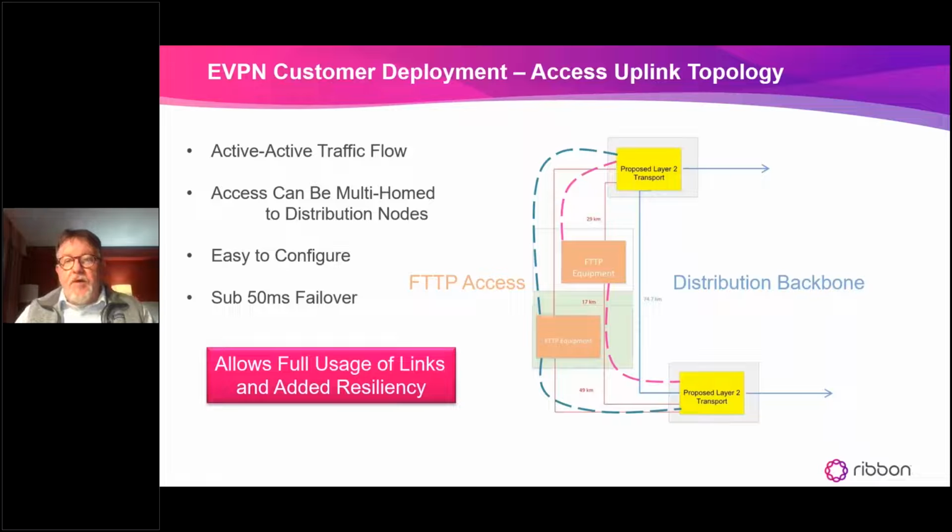So we set up EVPN on a per-FTTP-device basis, and gave it dual connections to the aggregation nodes that were then running layer 2 transport on the network. So again, you're able to load balance. It's active, and it is sub-50 millisecond to move traffic from one location to another. So very resilient, very useful, also very easy to configure. Configuring EVPN is really very, very straightforward.